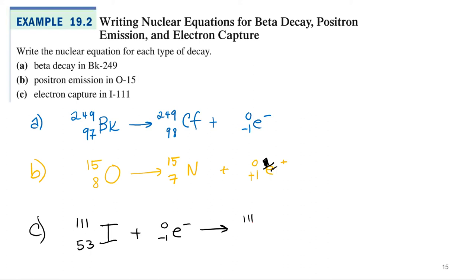53 plus a negative 1, what does that equal? 52. All right, so what's our new isotope? Te. Tellurium.